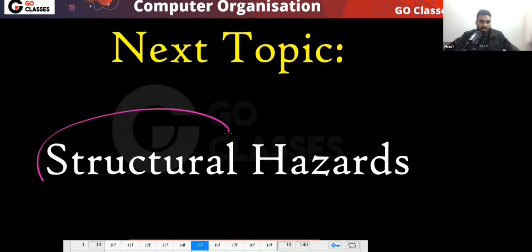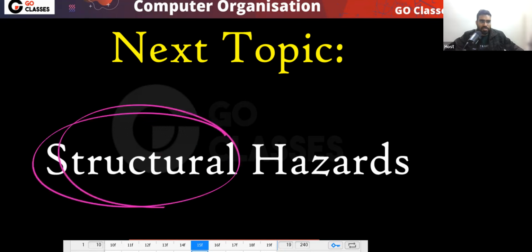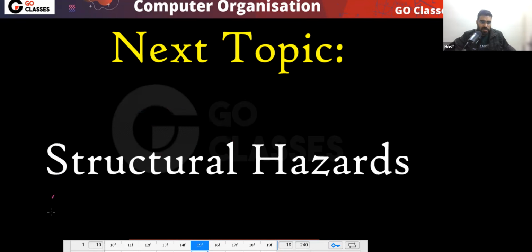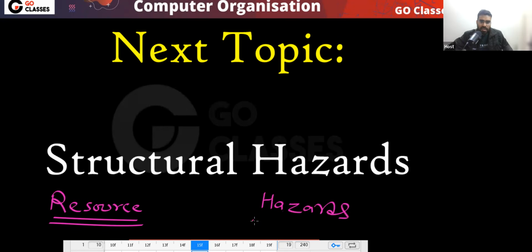Now let's start directly with structural hazard. This is a very simple topic. The name is structural hazard, or you can say resource hazard. This type of hazard is created because of lack of resources. So these are called resource hazards, or structural hazards.